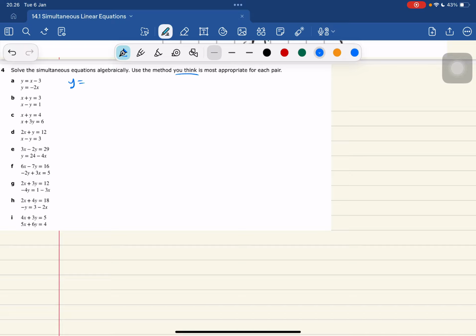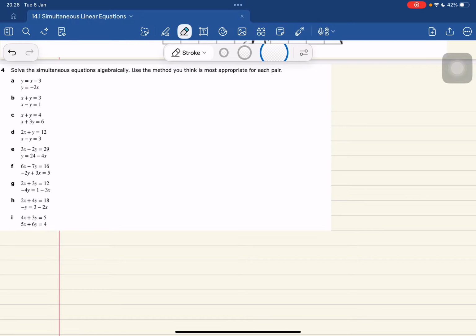So y equals x minus 3, and here we've got y equals minus 2x. So just substitute. Minus 2x equals x minus 3. To get rid of the 3, we add 3 to both sides.